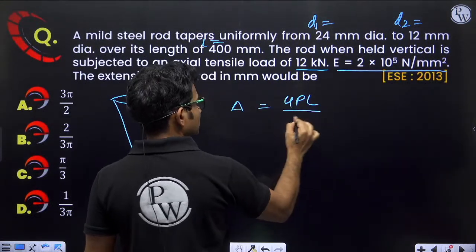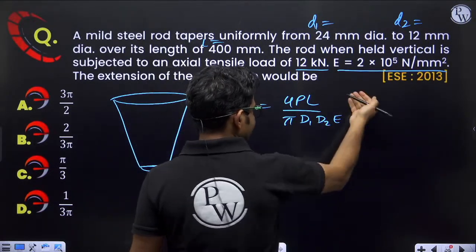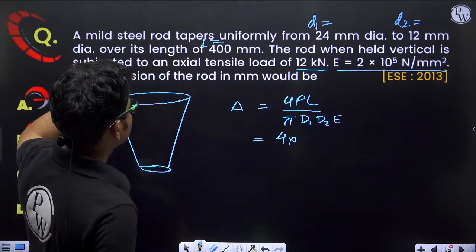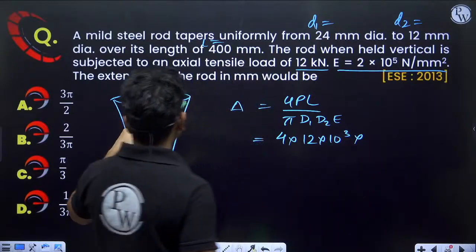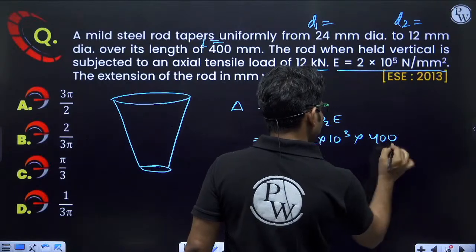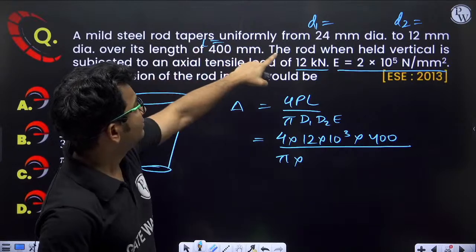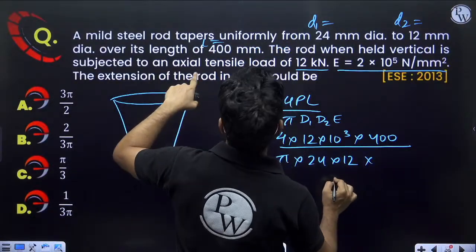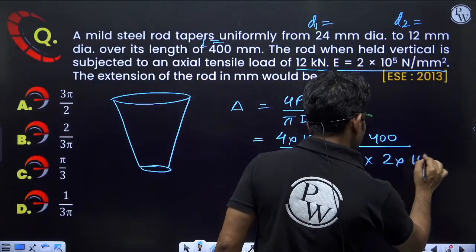4PL upon pi D1 D2 E. Now 4 into P. Load, how much load? Load is 12 kilonewton. So 12 into 10 to the power 3. And what is the length? 400 mm. 400 divided by pi D1. What is the value of D1? D1 is 24. D2 is 12 into E. Young's modulus is given as 2 into 10 to the power 5.